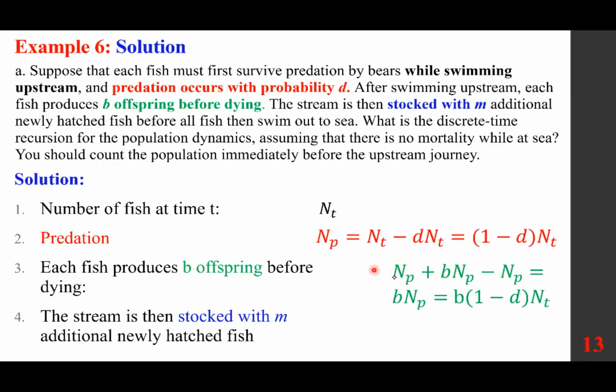Now, what I wrote here is this step n sub p. We get b times n sub p added, and then minus n sub p because they die. Or simply put, just multiply this one by b. So this one we multiplied by b. And then what happens? We add. How many do we add? M. So that's the first case.